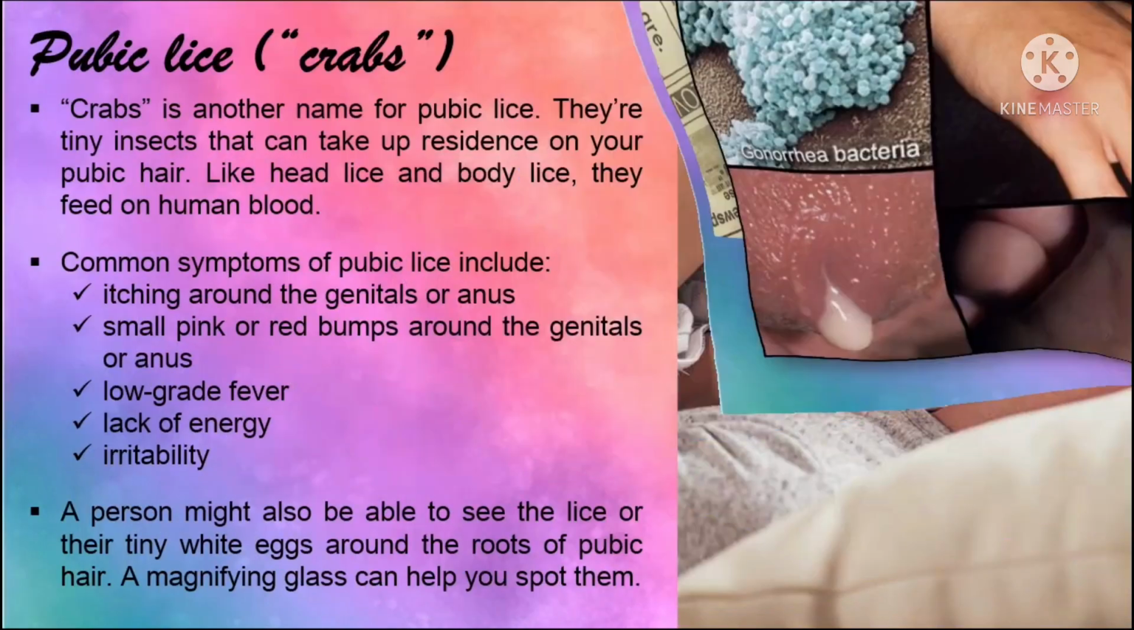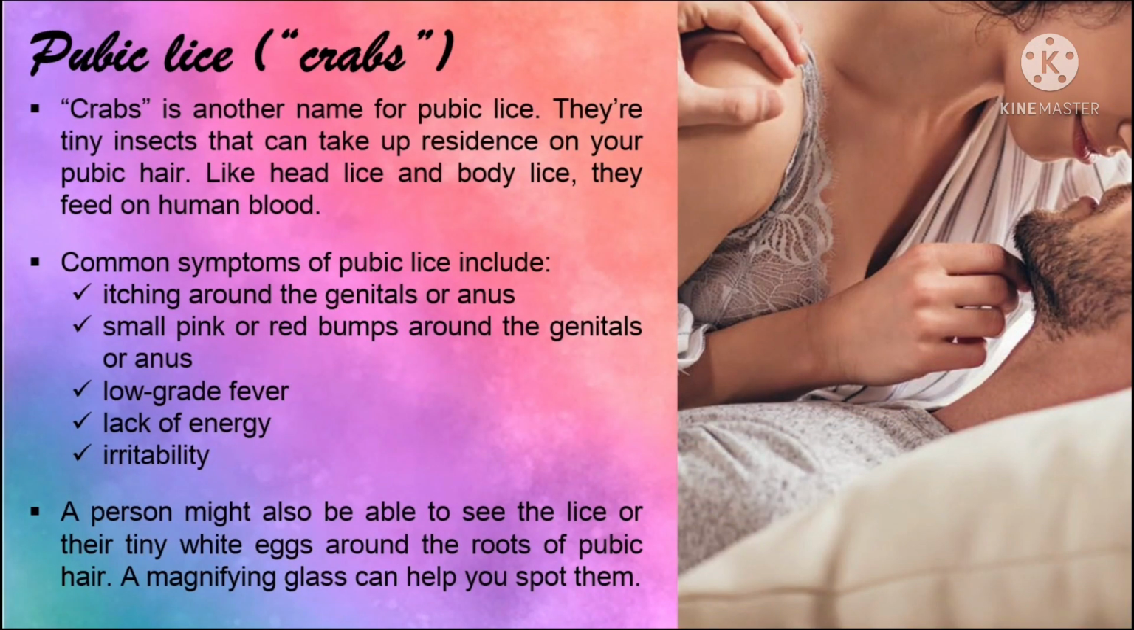Next, we have pubic lice or kuto. Crabs is another name for pubic lice. They're tiny insects that can take up residence on your pubic hair. Katulad lang din ng kuto sa may buhok ng tao and even sa body, ang pubic lice, they also feed on human blood. Common symptoms of pubic lice include itching around the genitals or anus, may pangangati na nararamdaman, small pink or red bumps around the genitals or anus, medyo namumula or may pinkish.